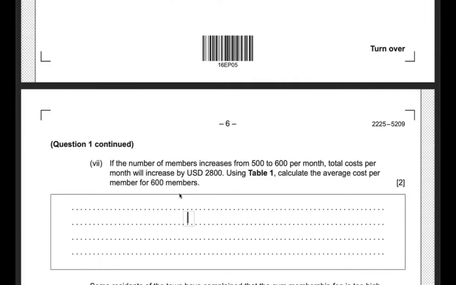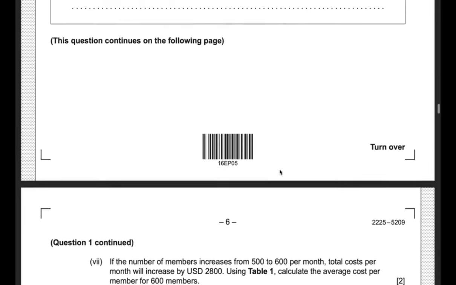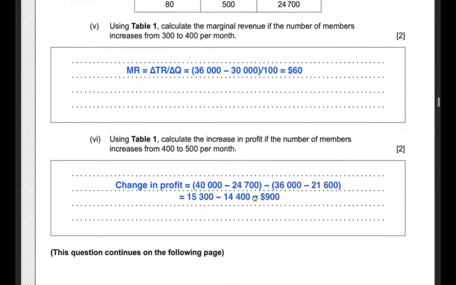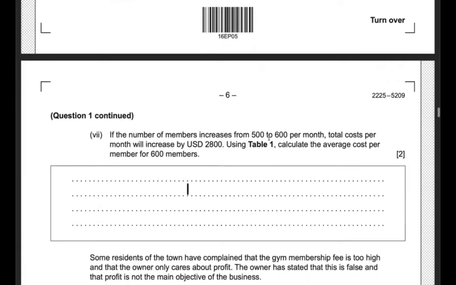Next question. If the number of members increases from 500 to 600 per month, we only have numbers until 500, but anyway, 500 to 600 per month, total cost per month will increase by 2,800. Using table 1, calculate the average cost per member for 600 members.